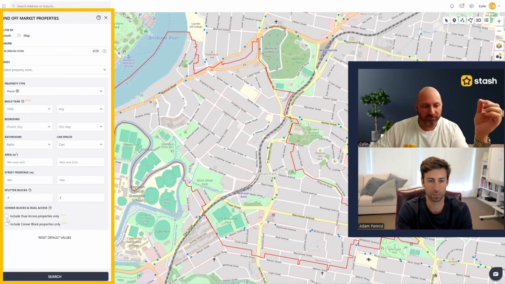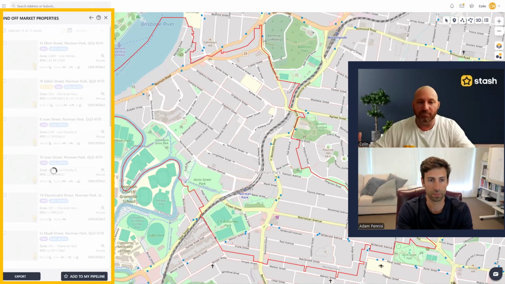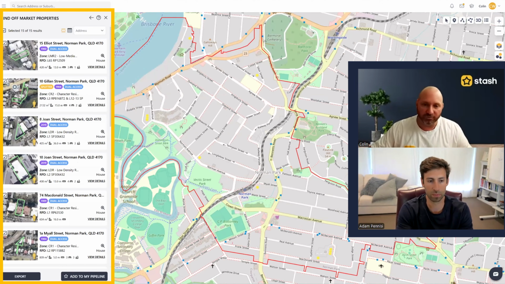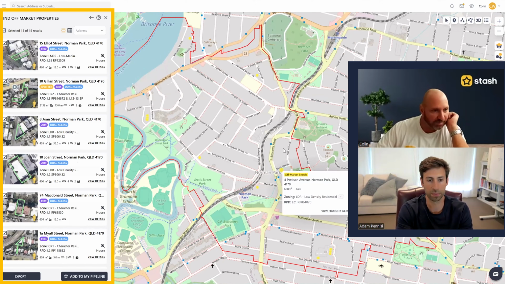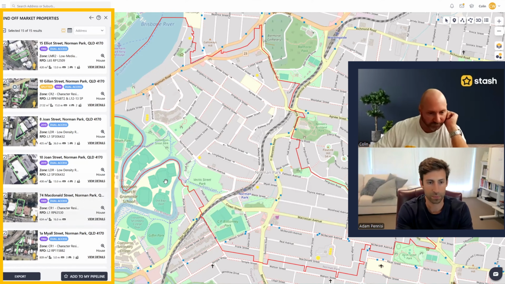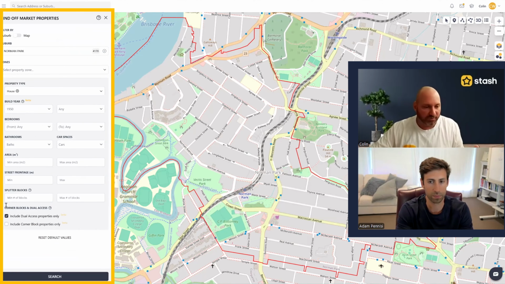But I could also search via dual access properties, so properties that front multiple streets. That might be easier to put a granny flat in out the back or do something with. So these properties here map onto two different streets. You can sort of see that if I zoom in on some. So it's a different type of thing. I'm on a dual access property. I can't do much with it because I don't have enough land and it's pre-war. Or corner blocks might be a thing. So I'm trying to find a corner block that's a splitter block.